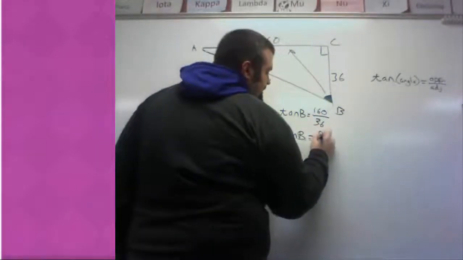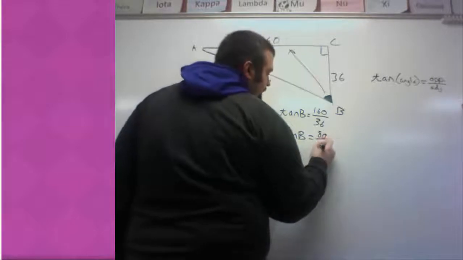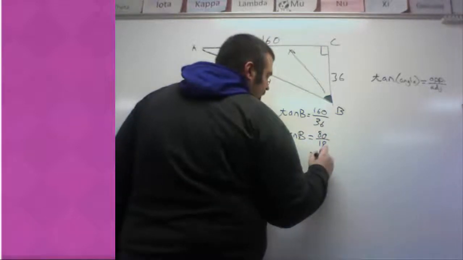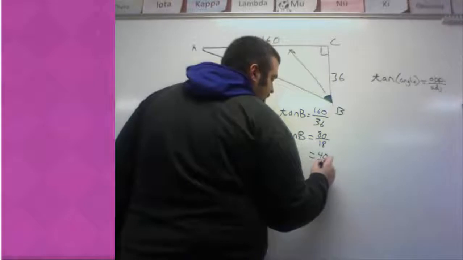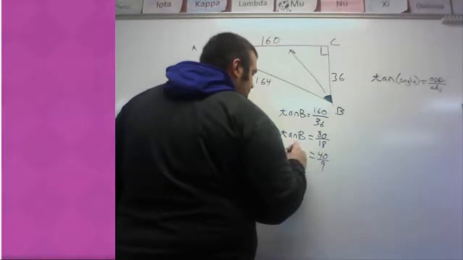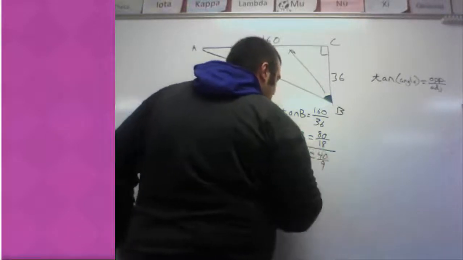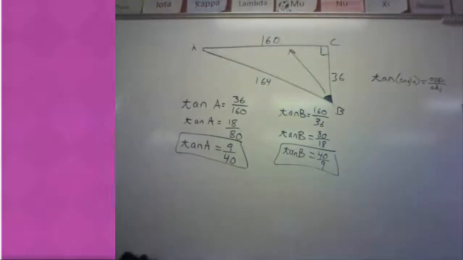So 160 divided by 2 is 80. 36 divided by 2 is 18. 80 divided by 2 is 40. 18 divided by 2 is 9. And I don't think I can reduce that any further. So tangent B is this. And there we go. Example 1 done.